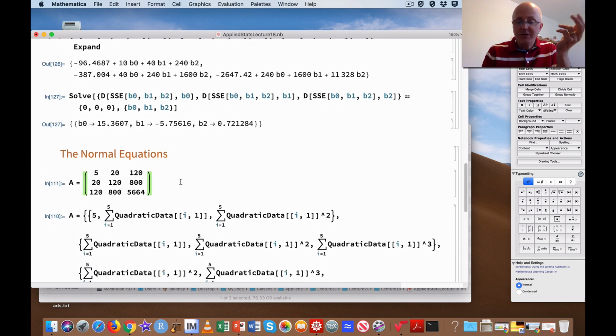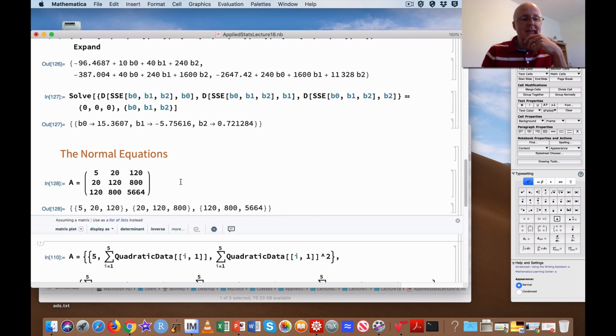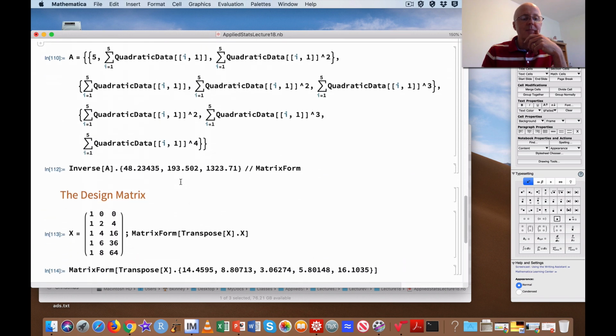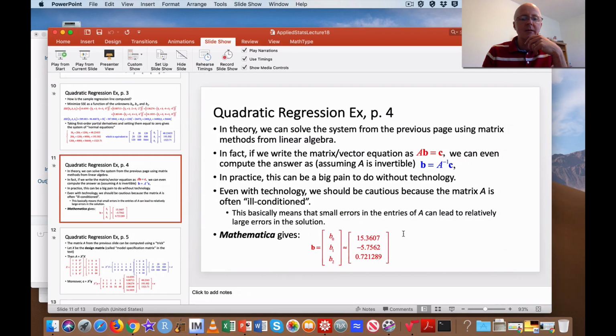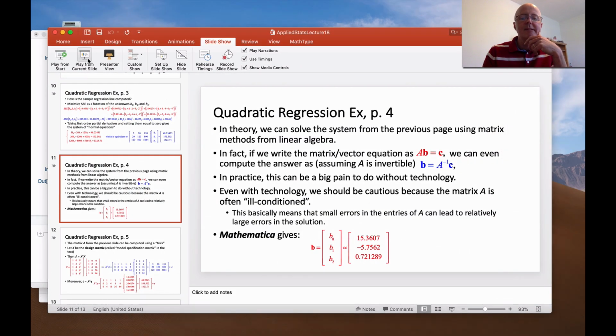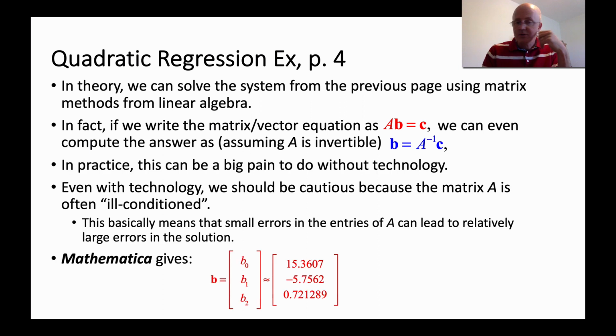We can solve it on the matrix level in Mathematica. A is this right there. That's a 3 by 3 matrix. I can take the inverse of A and multiply it times the C vector and see the answer. Those are the same numbers that I had in the PowerPoint. So again, my students should be able to do that. If you're not one of my students, if you have Mathematica, you can try it. If you have MATLAB or R, you can try it on those as well.